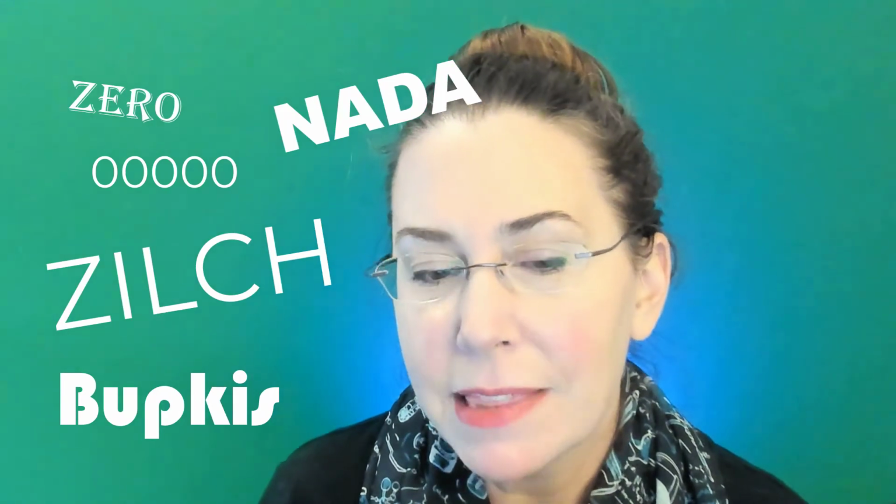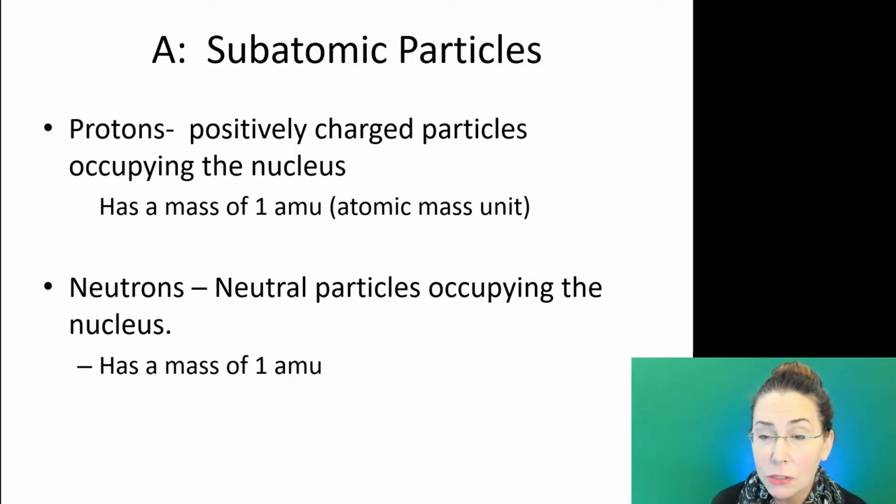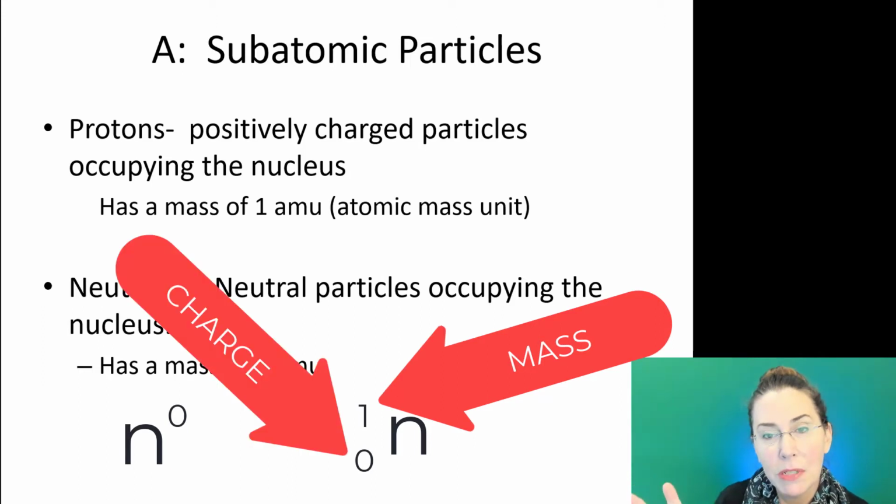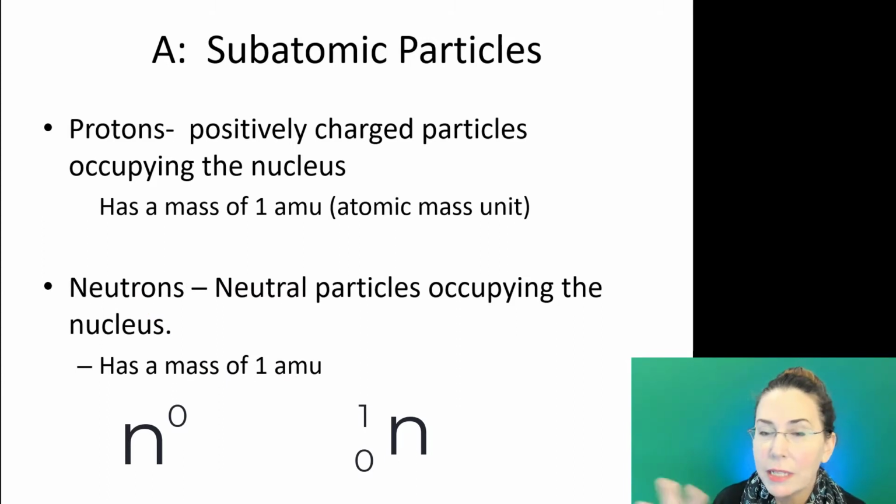So when we write the symbol for a neutron, usually it's a lowercase n with a 0 as a superscript up and to the right. Or it can be a lowercase n with a 1 over a 0. Once again, that 1 represents the mass and the 0 represents the charge. So those are the two subatomic particles that occupy the nucleus of an atom. And we'll get into how different numbers of those protons and neutrons work in just a little bit.